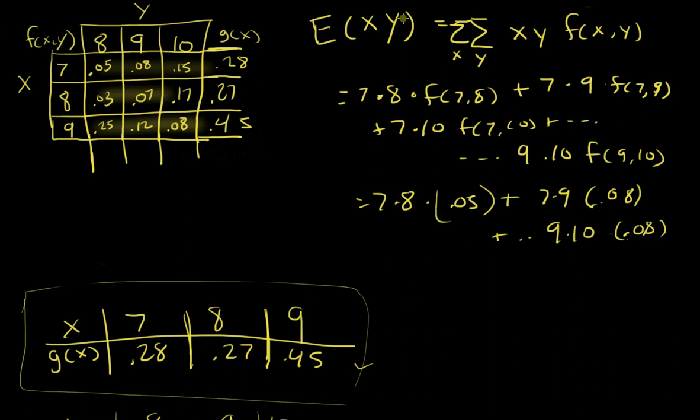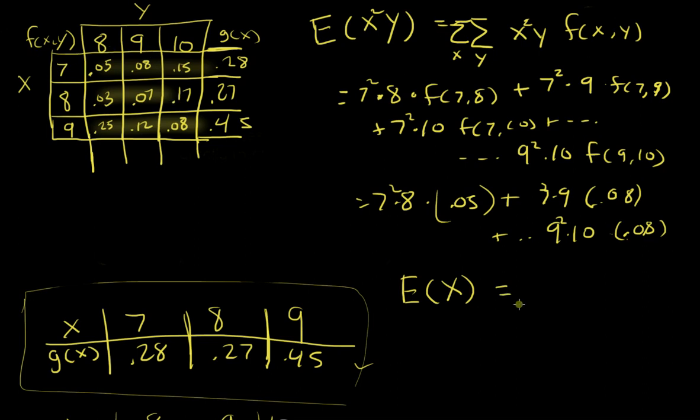And then what if it was the expected value of x squared times y? Well, by definition, that would just be the sum of x squared times y times f of x, y. So you just square all these x's. So you should be able to find any expected value involving both x and y, given the joint probability distribution function.